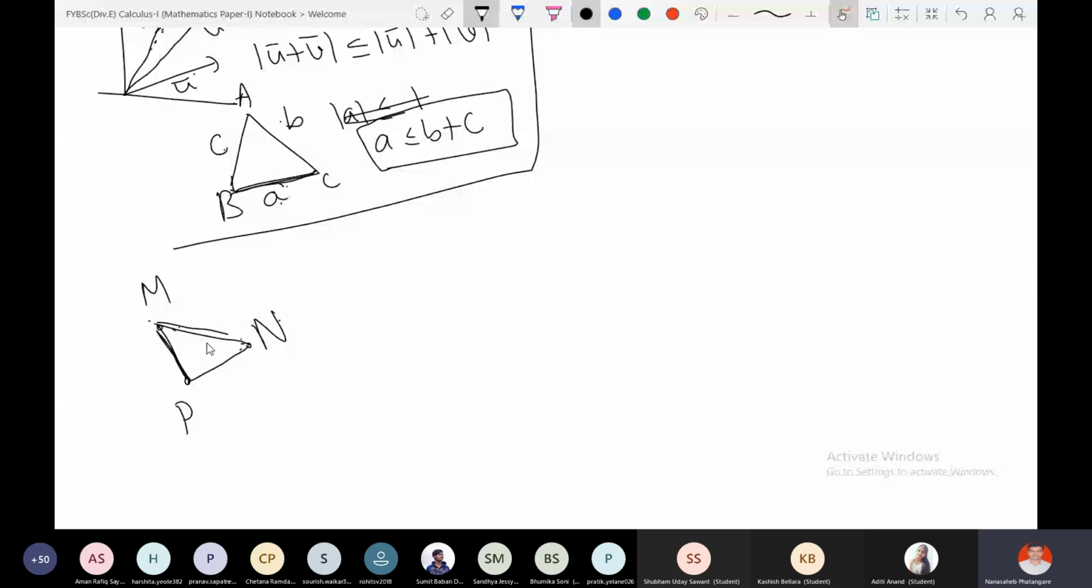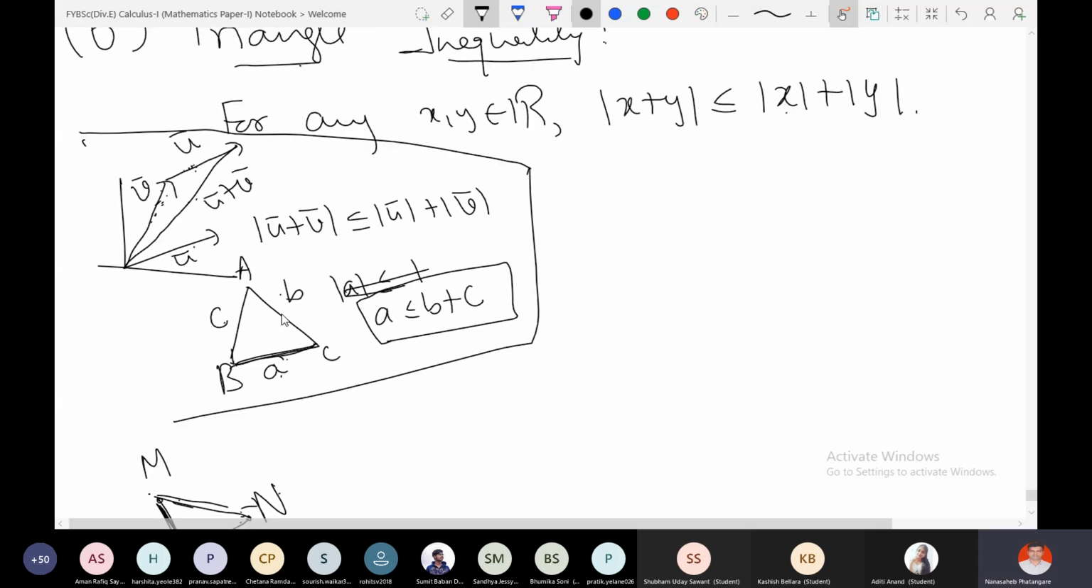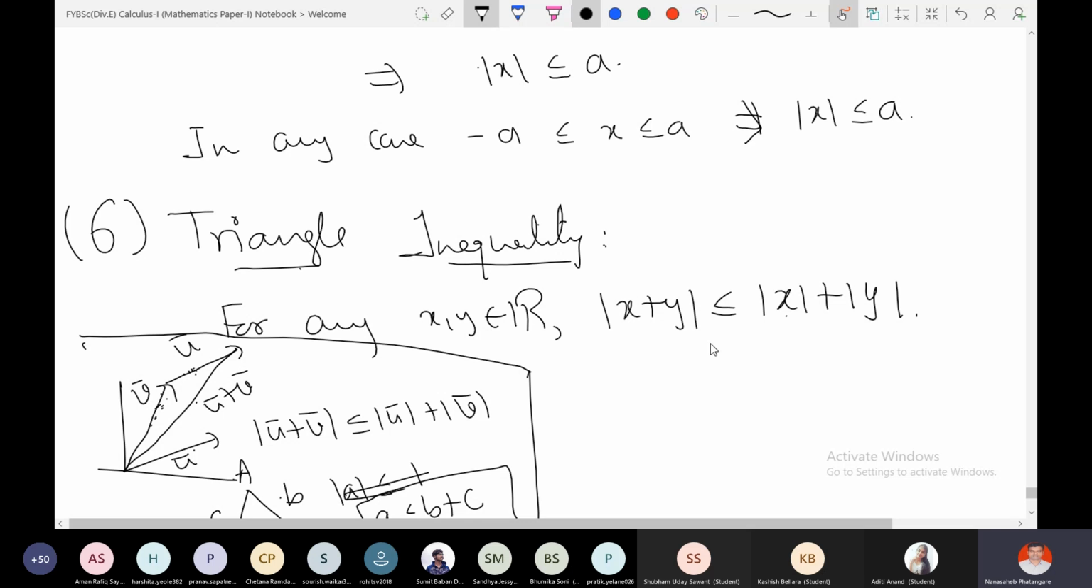You are going from your home to college, which path will you prefer? Suppose you are coming from Hadapsar, then you will not go to Nashik Phata and then come to the college, or go to Pimpri Chinchwad and then go to the college. You will prefer the path which is direct. This is due to the triangle inequality, right? And therefore the triangle inequality has a very special meaning in our daily life. So that's why this absolute value satisfies it.